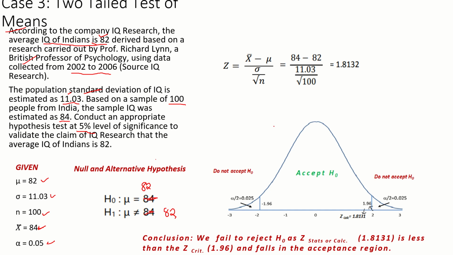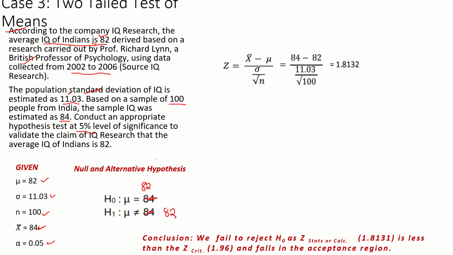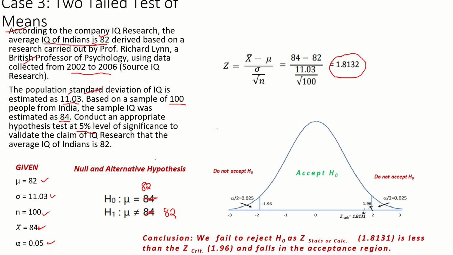So this is what we have done. This is the formula: we have just filled in x bar minus mu divided by sigma by root n. We put in the values and got this output. That means the z calculated value, or z statistic, is 1.81. This is the distribution that we have found.